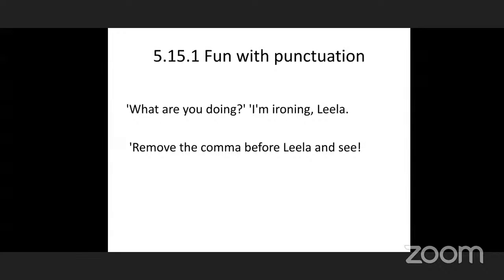Right. Fun with punctuation. It is of very much importance using the punctuation marks. So, what are you doing? I am ironing, Leela. That means somebody asks, Leela asks you what are you doing? She tells, I am ironing. What is she ironing? That means any clothes. Remove the comma before Leela and see. Once you remove that comma: what are you doing? I am ironing Leela. Then it means the meaning is quite different.